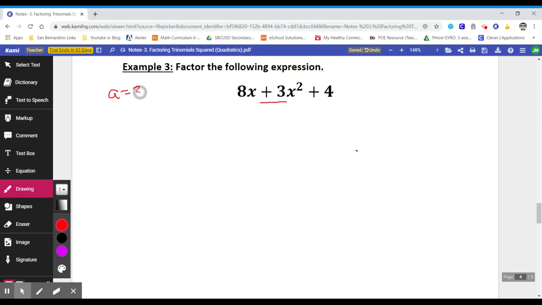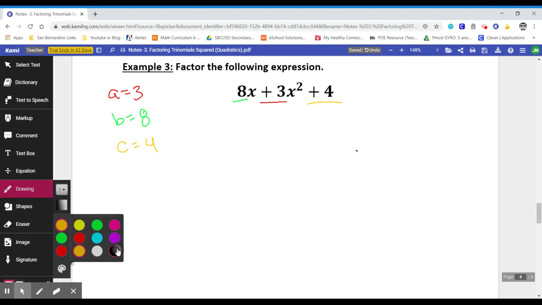So a is equal to +3 this time. So be careful. B is the number in front of the x, which in this case, b is equal to +8. So I'm going to go ahead and write b equals 8. And then finally, c. C is the number that doesn't have a variable at all. So I'm going to call c the number 4. And they're all positive, so I'm just going to write them all as positive.